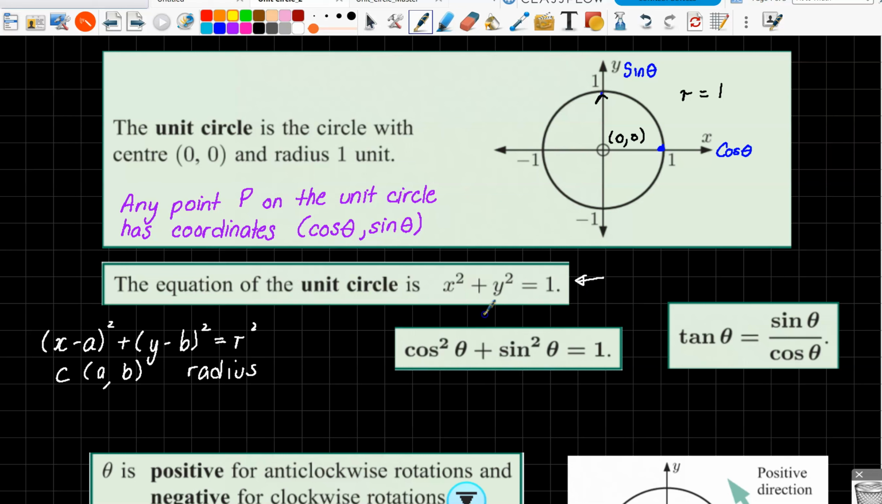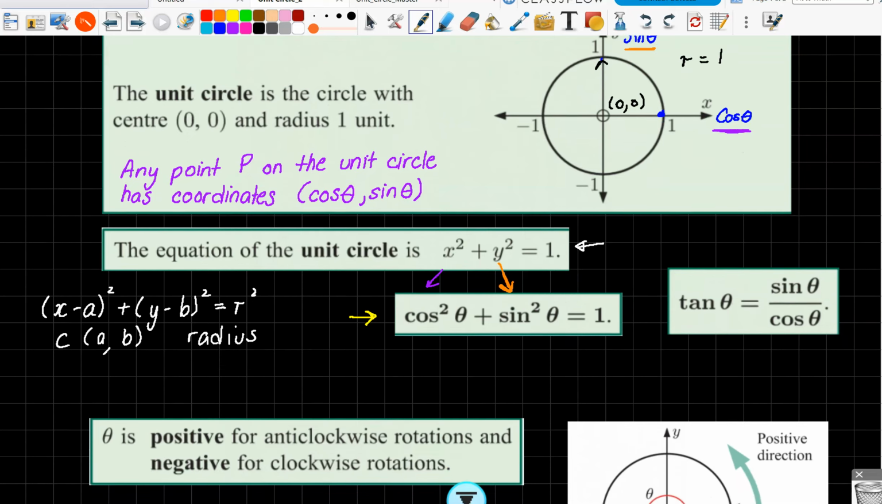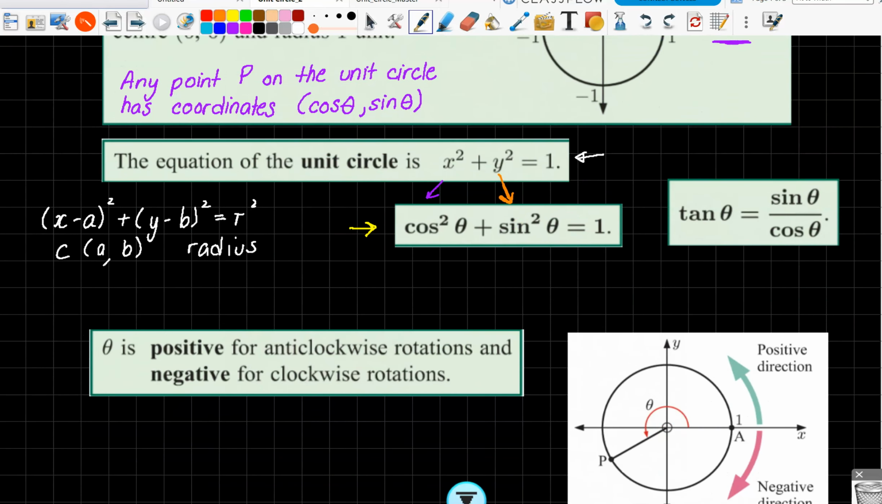How is this now connected to this? This is one of the important identities that you're going to use quite a lot, and those who are doing spec maths, you're going to use that even more than the rest of us. As we said before, our x-axis is the same as our cosine, so that becomes cos x squared, and our sine is our y-axis, so that is now sine squared, and of course the radius is still 1. Another important property: tan theta equals sine over cosine. Handy to know.